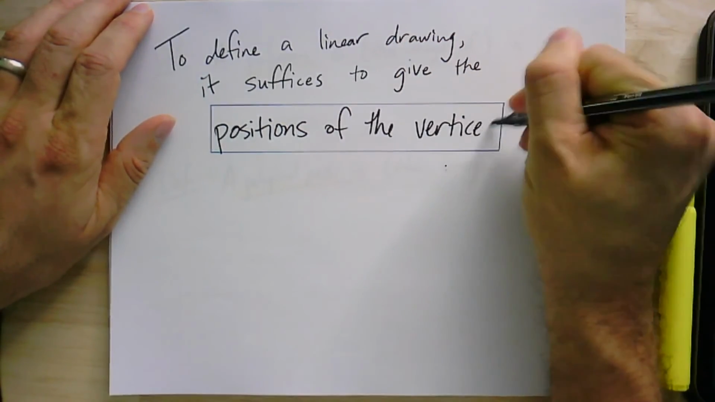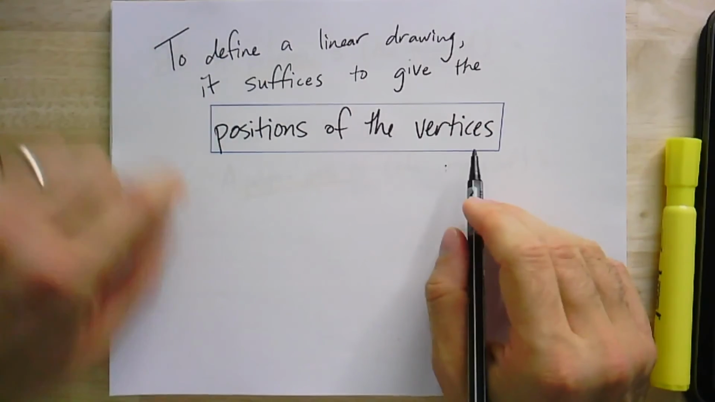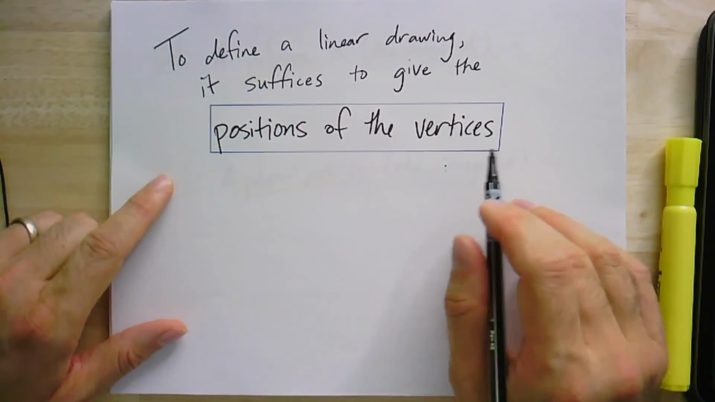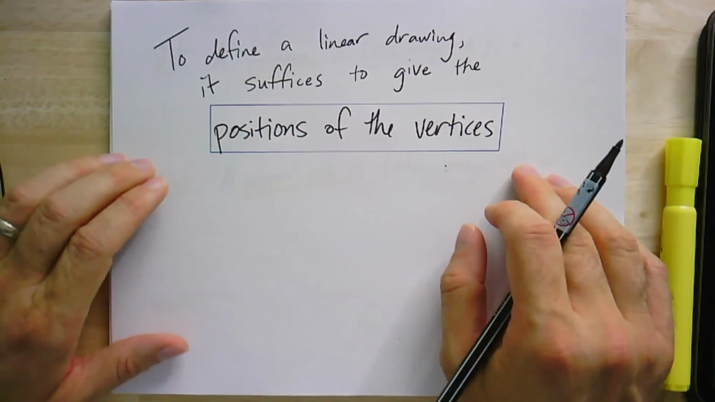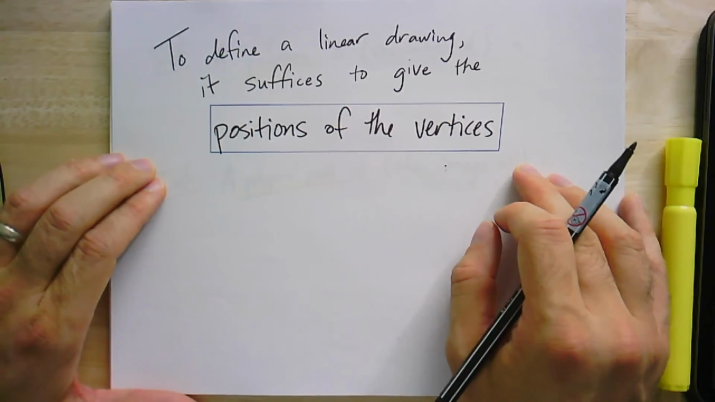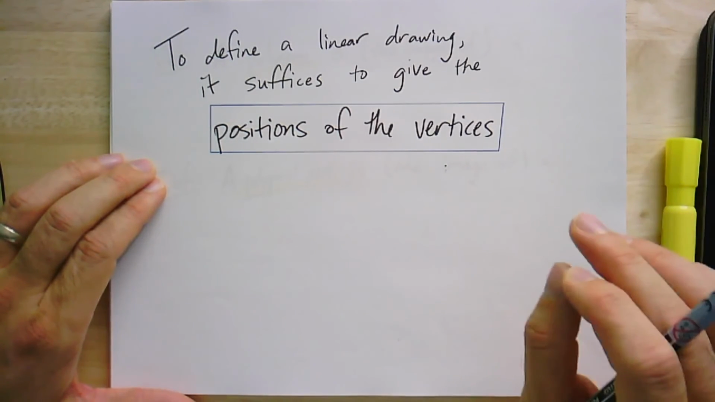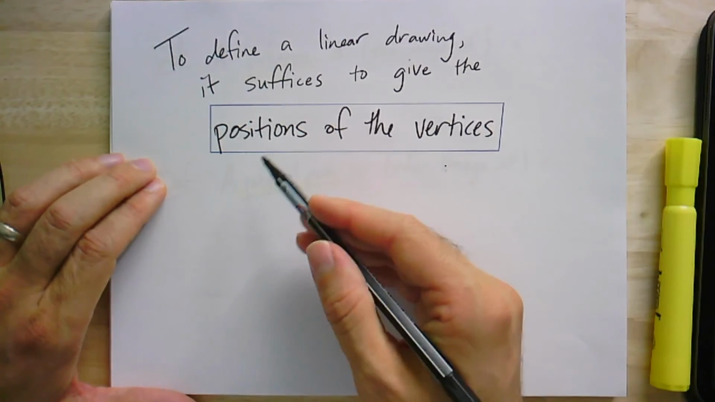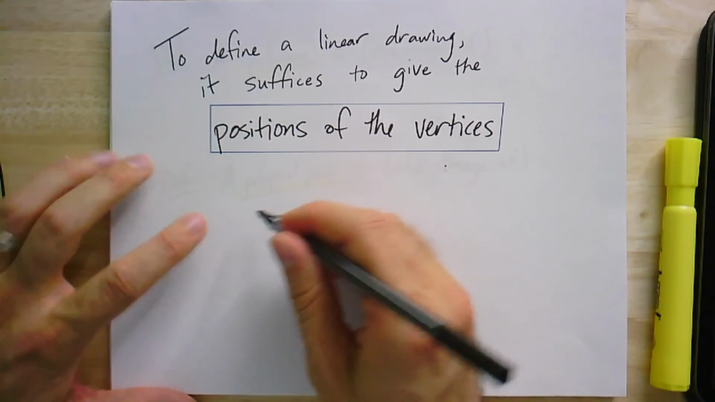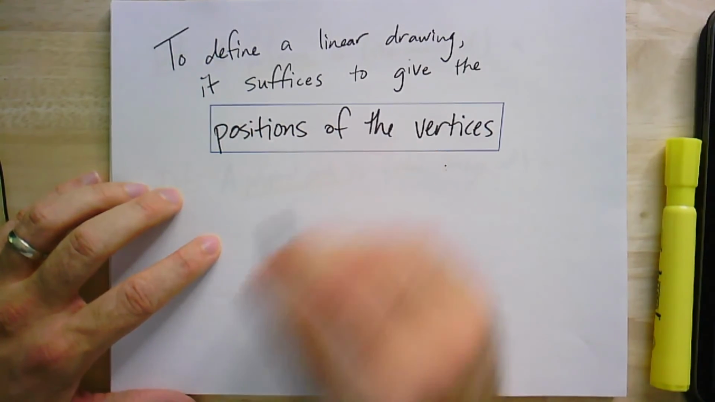That is, I just have to say which point each vertex is going to land at, and that will tell me everything I need to know about the drawing. And that makes sense, I think, because if you were going to draw it yourself, once you know where the vertices are, you know that to draw the edge, you just draw a straight line segment.